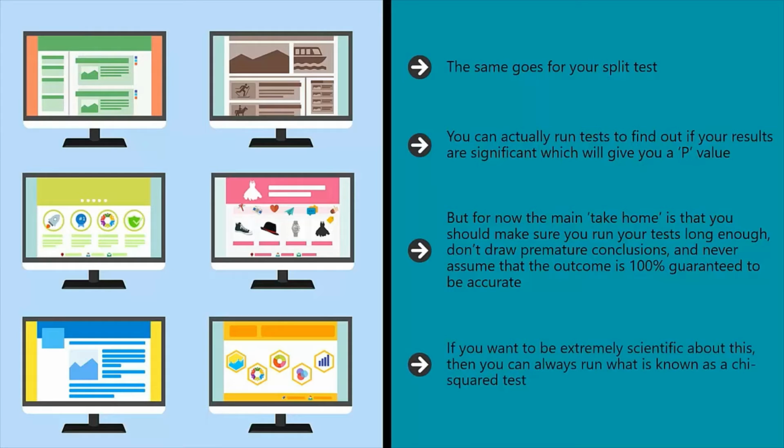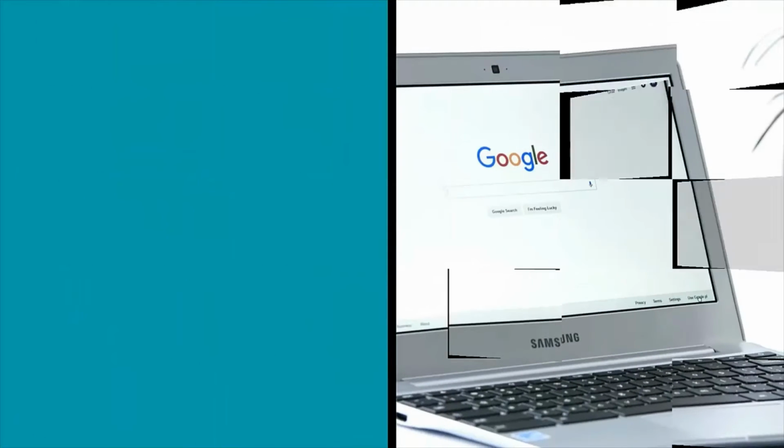If you want to be extremely scientific about this, then you can always run what is known as a chi-squared test. This is a test of significance, which is a calculation that takes numbers, crunches them, and provides a p-value. You can use the number of impressions on each page in order to do this, or the page ranking over a given amount of time.